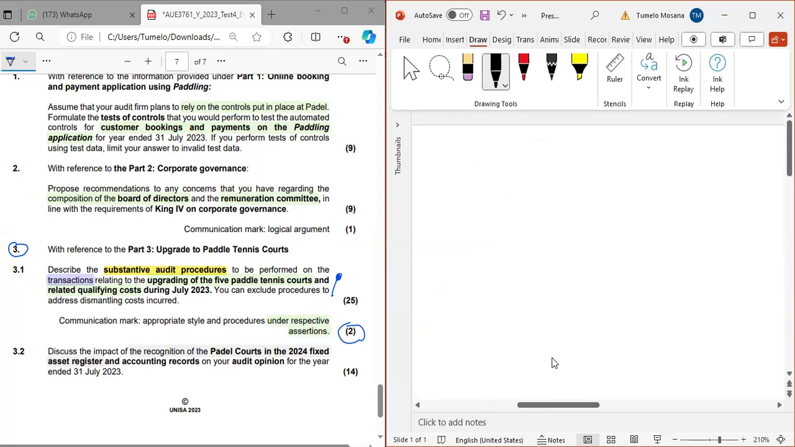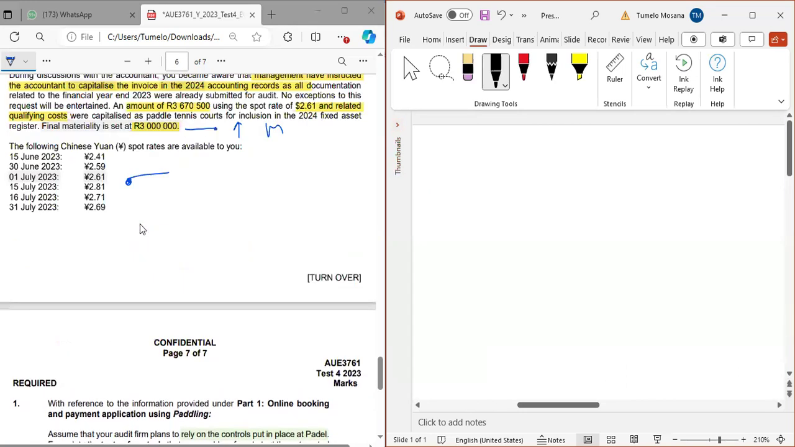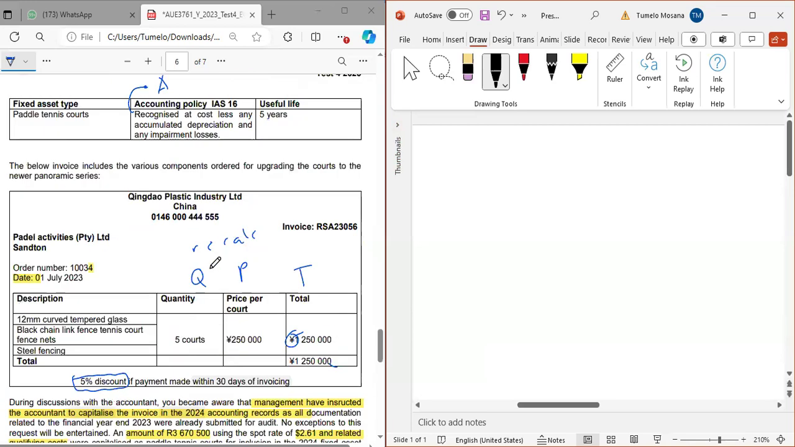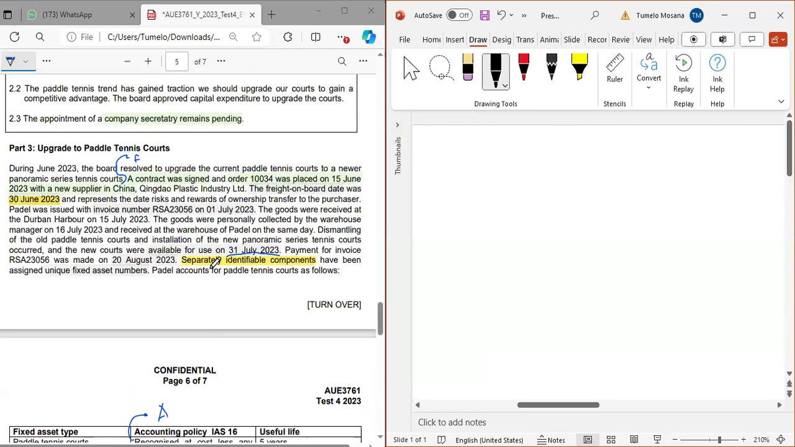Now what I want us to do, I can also state the accuracy assertion, and we could do this for all the assertions. But the logic is we have to think what was done wrong by accountants. Every time there's a purchase, you have to think whether it has been approved by the directors or the management. So the board resolved to upgrade the current pedal tennis court. What does this tell us?